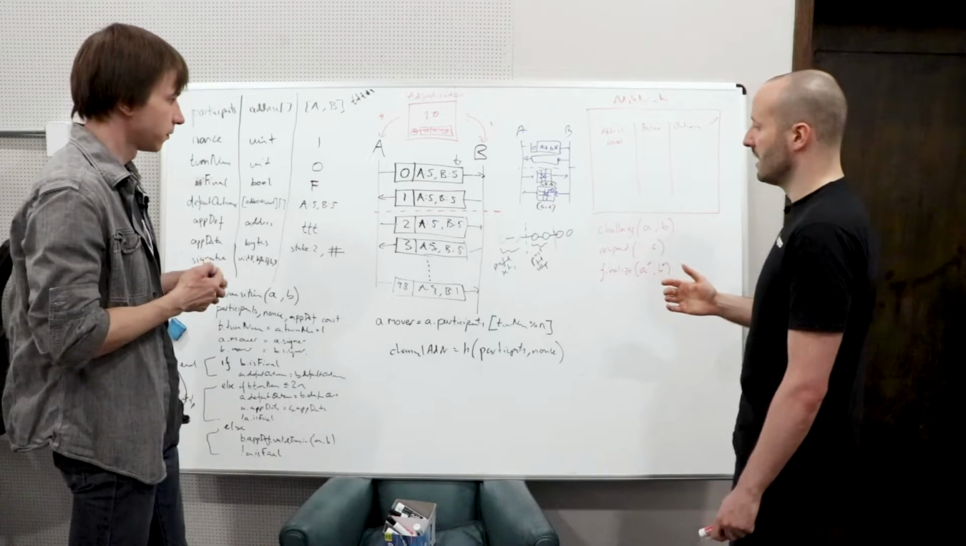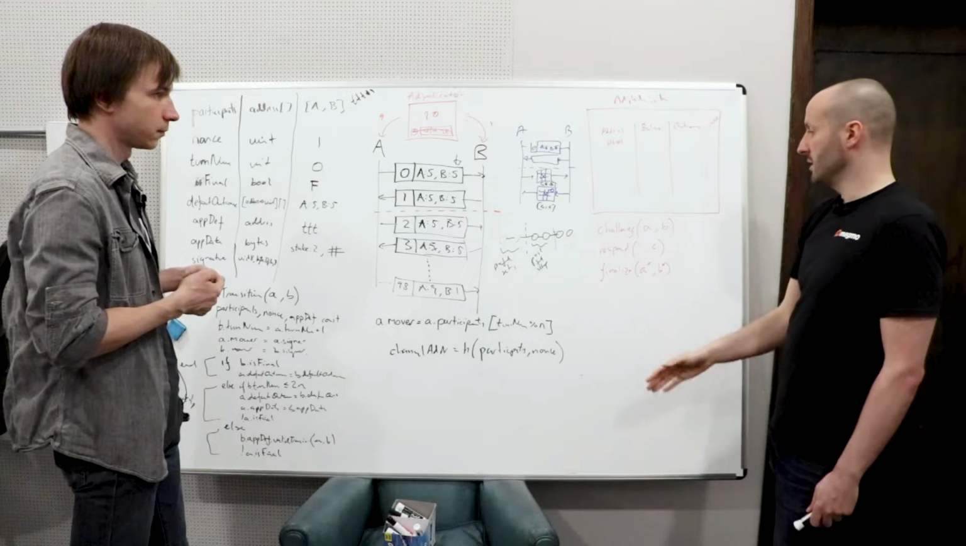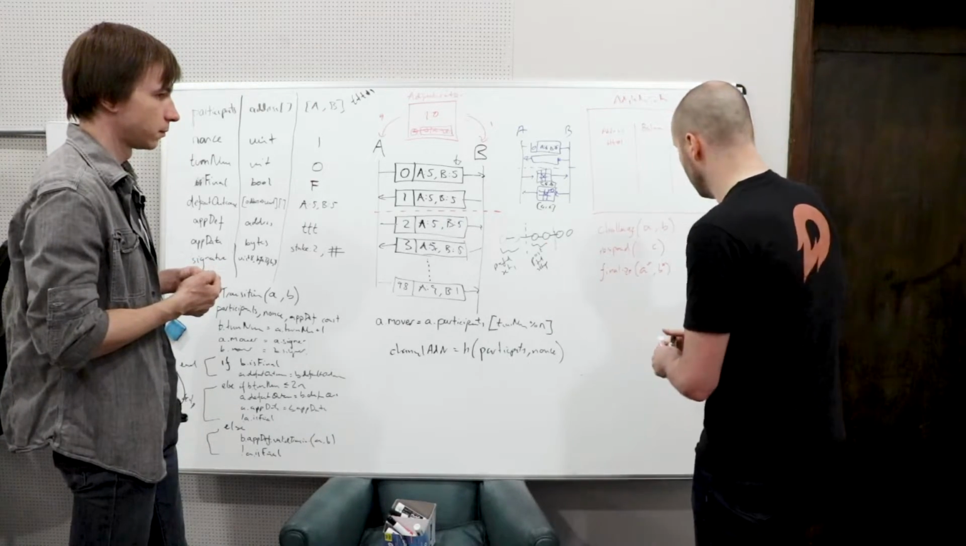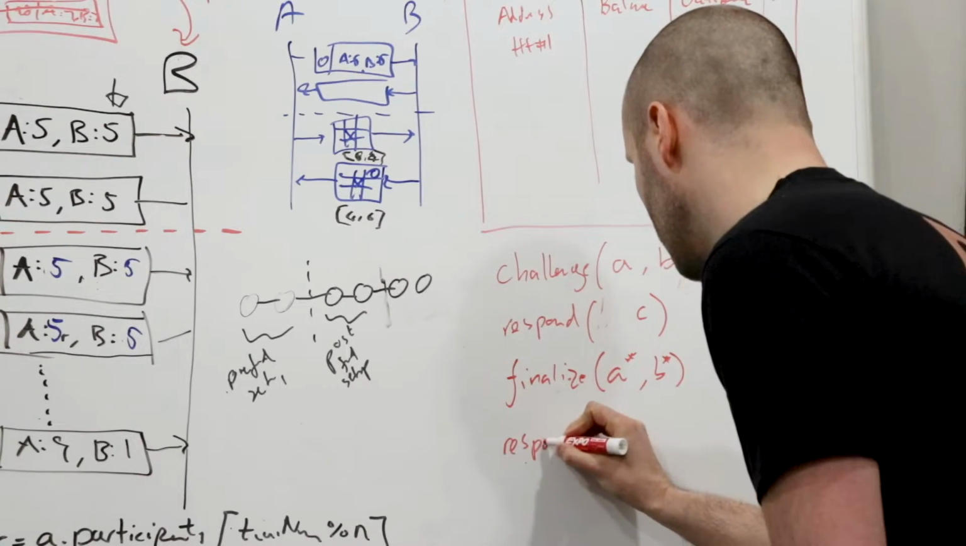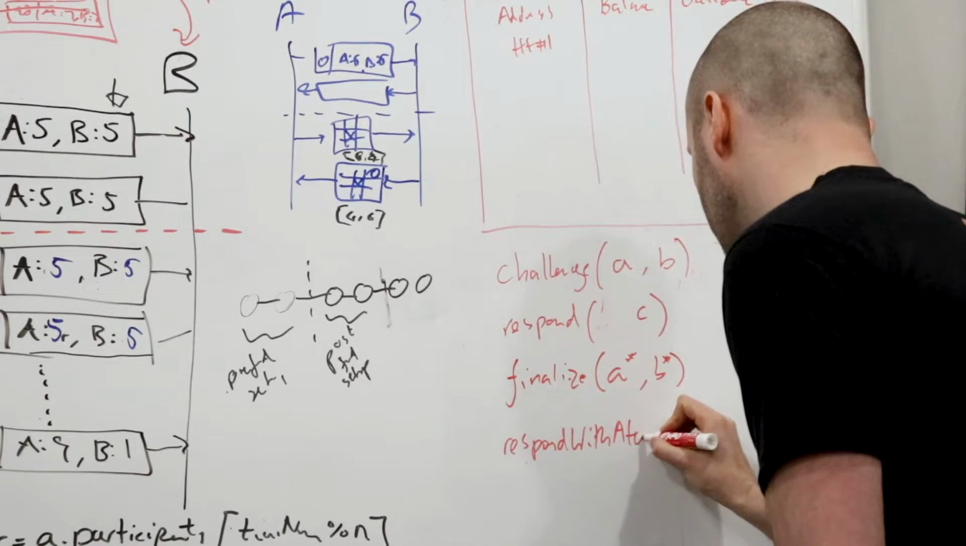I see. So if I give you multiple turns, you get to choose. We have to have that here as well. So there's actually another method, which is respond with alternative.